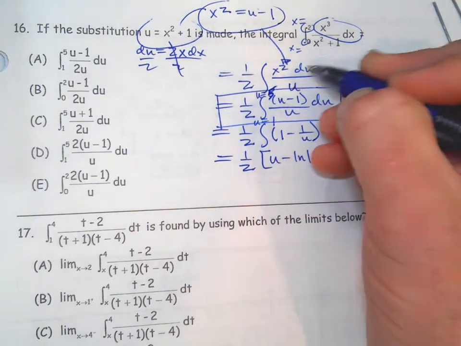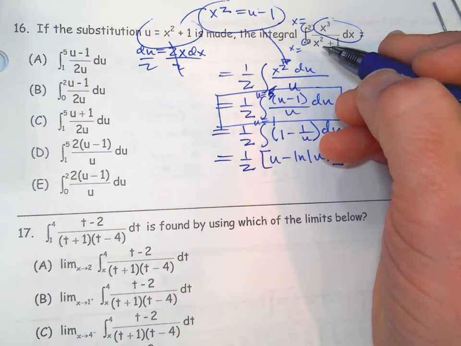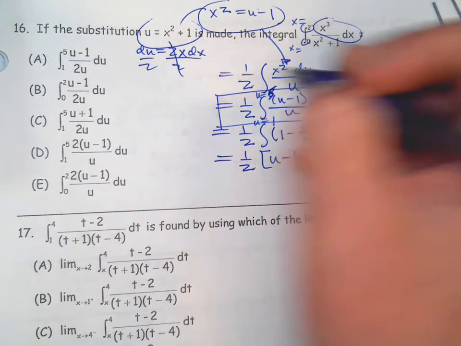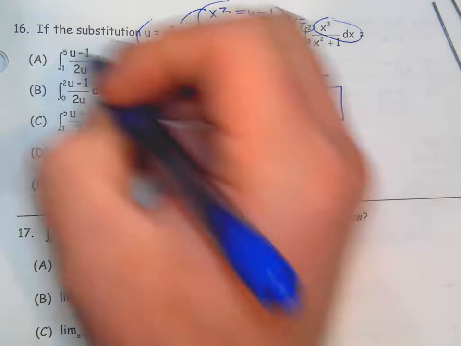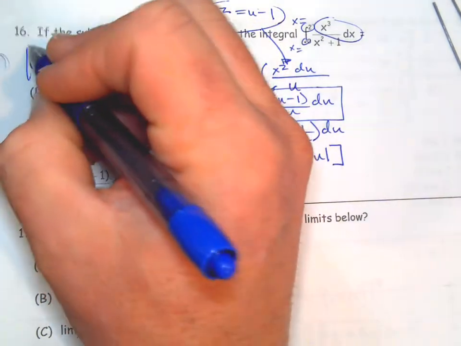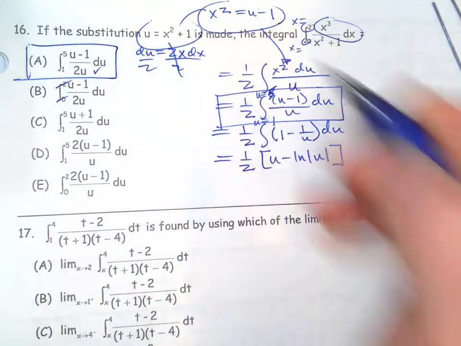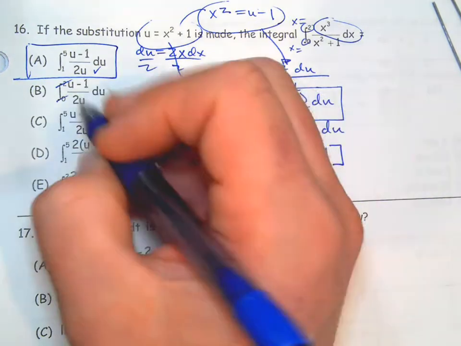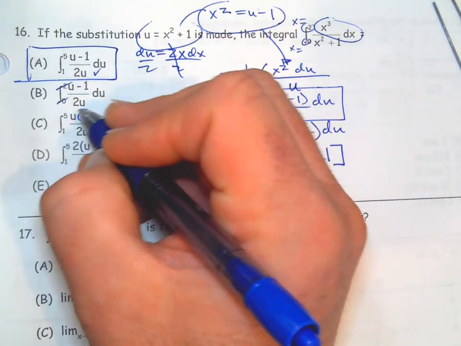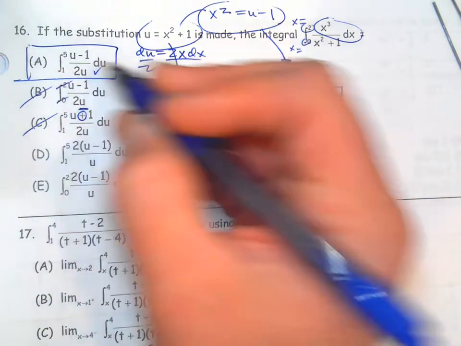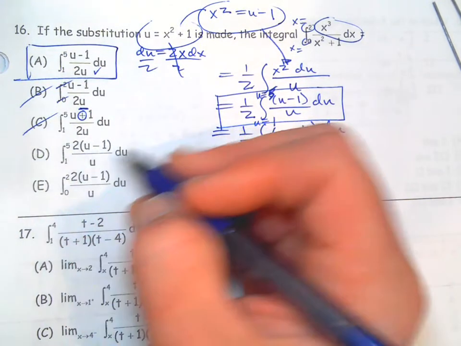1 to 5 of u minus 1 over u, u minus 1 over u, and there's a 2. I think it's that one. This one has the wrong limits. Otherwise it looks good. This one has the right limits, but this is supposed to be a minus. And these other ones just aren't right.